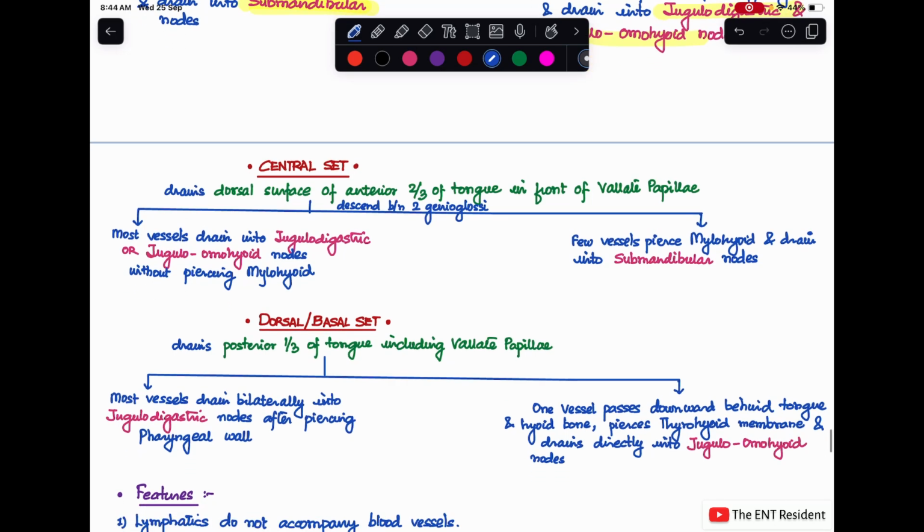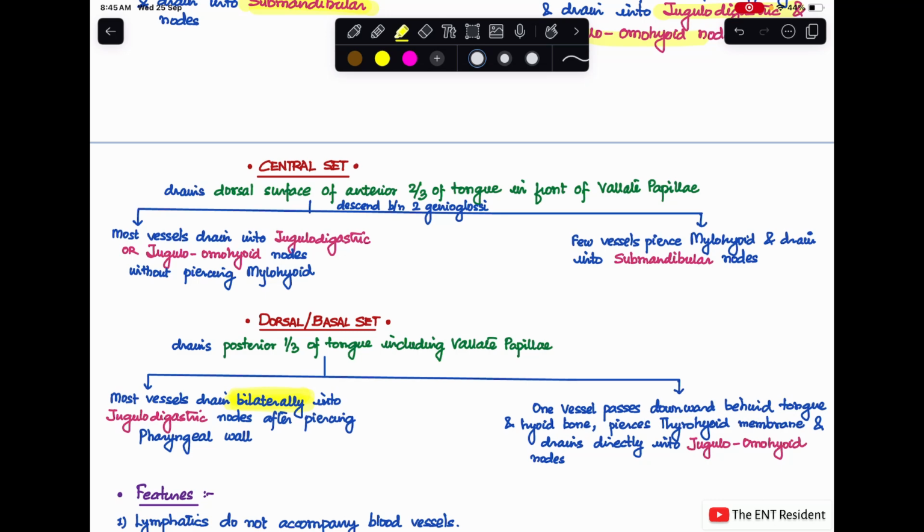And last of all are the dorsal set or the basal set. This dorsal set of lymph nodes drains the posterior one-third of the tongue, including the Vallate papillae. And they again have two drainage pathways. Most of the vessels will drain bilaterally. It is important to remember the word bilaterally over here, because in these cases, if a carcinoma of the tongue involves the dorsum of the tongue, there is a higher possibility of bilateral involvement of the neck nodes, which will change the staging of your cancer.